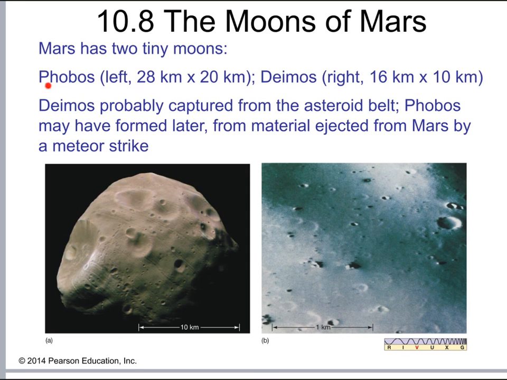Those moons are named Phobos and Deimos. And Deimos was probably captured from the asteroid belt. There is a large field of asteroids between Mars and Jupiter. And Phobos may have formed later from material ejected from Mars by a meteor strike. So that may be the origin of the moons of Mars. But anyway, Mars does have two moons, Phobos and Deimos. And that brings us to the end of our survey of the Martian planet.